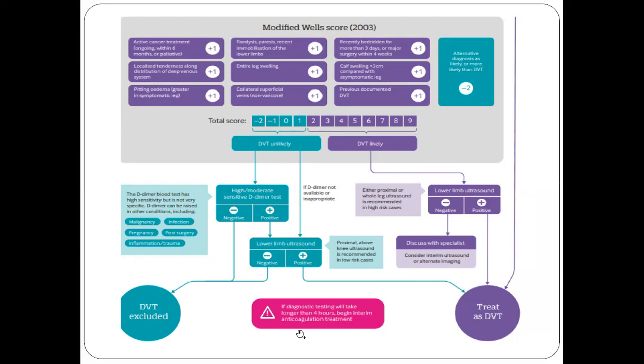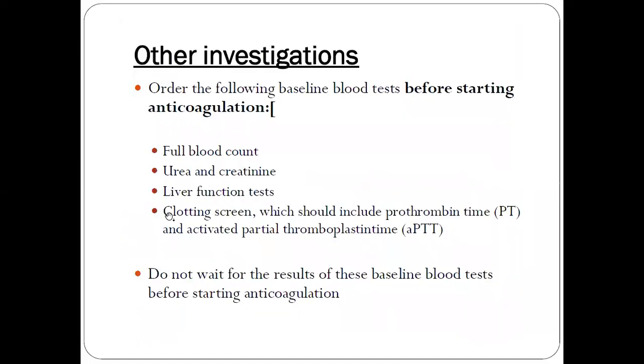The D-dimer blood test has high sensitivity, but it's not very specific. D-dimer can be raised in other conditions including malignancy, infection, pregnancy, post-surgery, inflammation, and trauma. For other investigations, order the following baseline blood tests before starting anticoagulation: full blood count, urea and creatinine, liver function test, clotting time, which should include PT and APTT. Do not wait for the results of these baseline blood tests before starting anticoagulation.